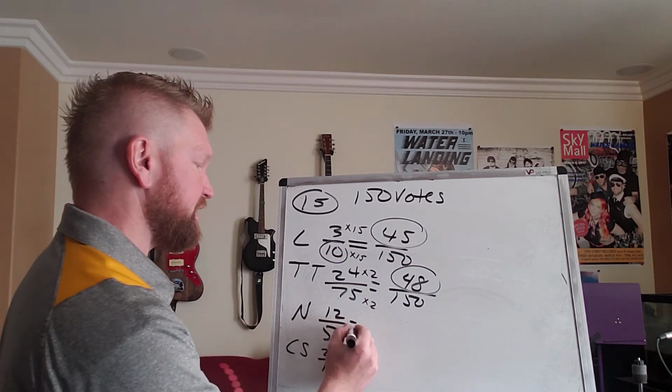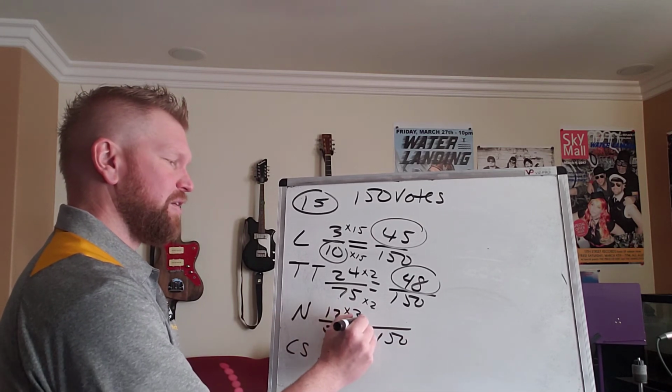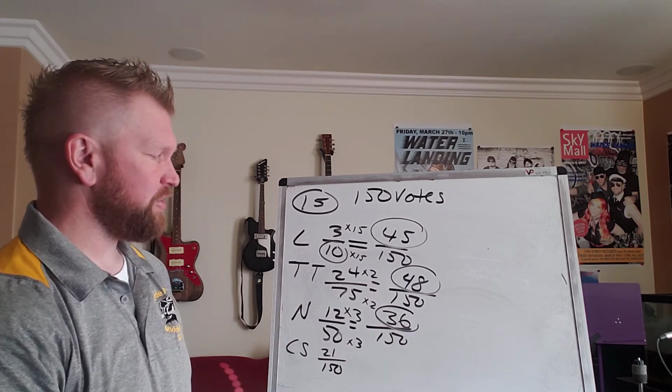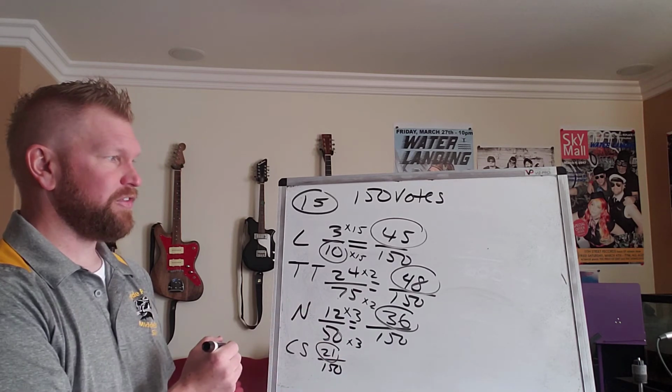All right, we want to make this denominator into 150. You have to multiply that by 3 to do that. Multiply the numerator by 3, 36 out of 150. Nachos received 36 votes. And the Caesar salad already is out of 150, so that's 21 votes.